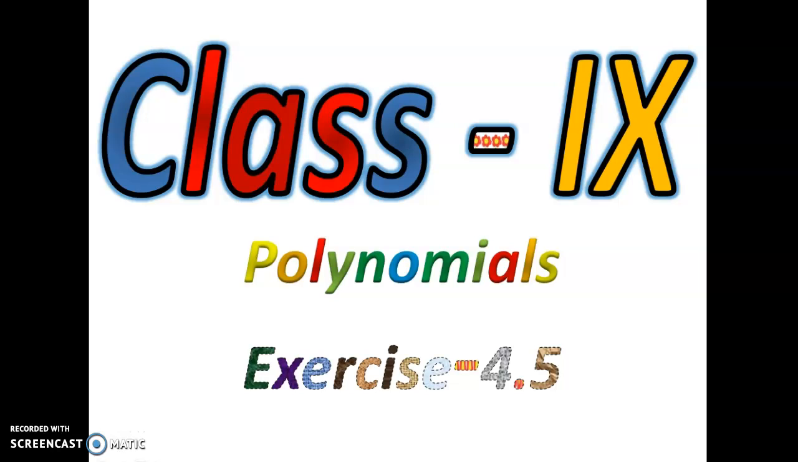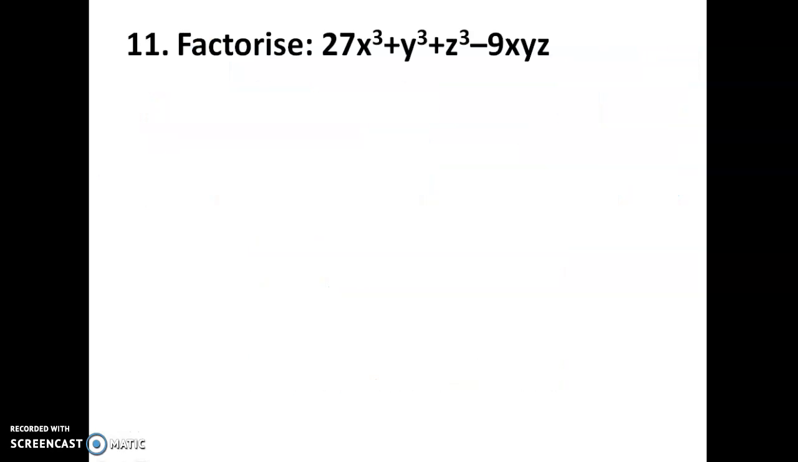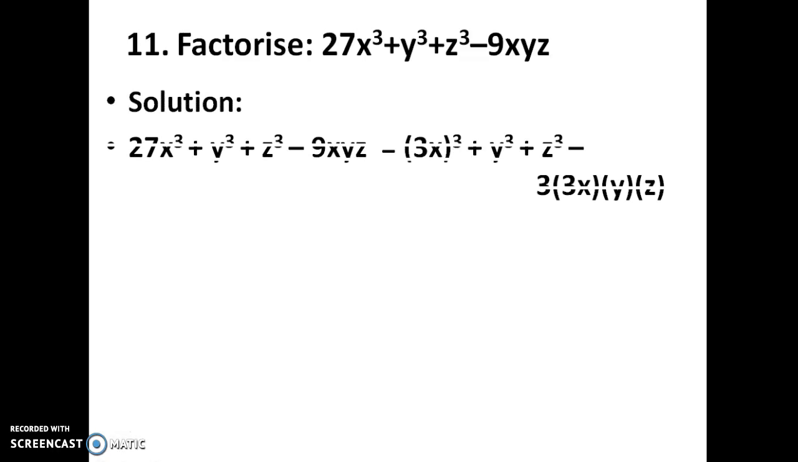Hello students, in the chapter Polynomials, let's continue exercise 4.5 in this video. 11th problem: factorize 27x cube plus y cube plus z cube minus 9xyz. So we have to factorize this. We can see that the powers are in cube, so we can guess the identity with which this expression is given.